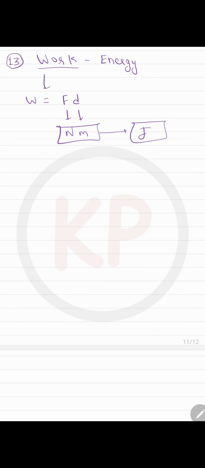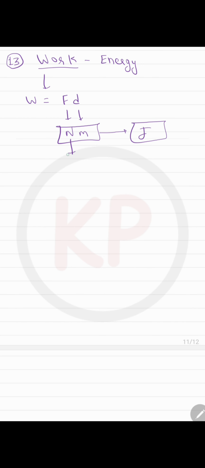Next is work. Whether it is work or energy, kinetic energy, potential energy, total mechanical energy, or whatever, any type of work or any type of energy has the same units and dimensions. Work is defined as the dot product of force and displacement. It is F d cos theta. For units, we can write just F into d. The unit of force is Newton and the unit of displacement is meter. So Newton meter is the unit of work. This Newton into meter is called joule.